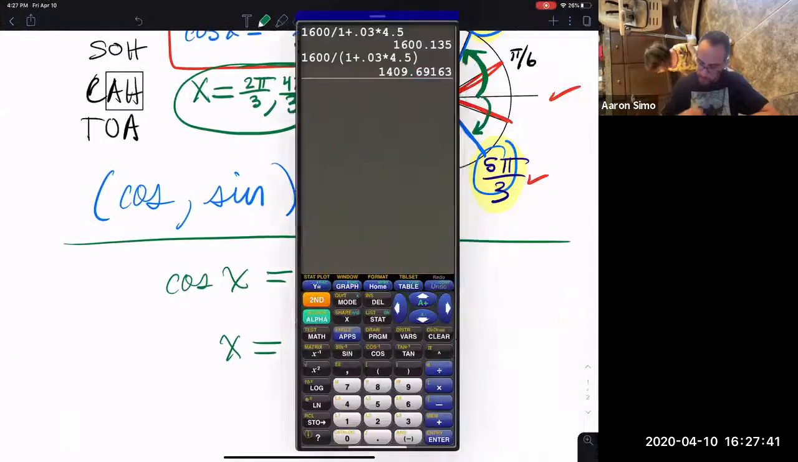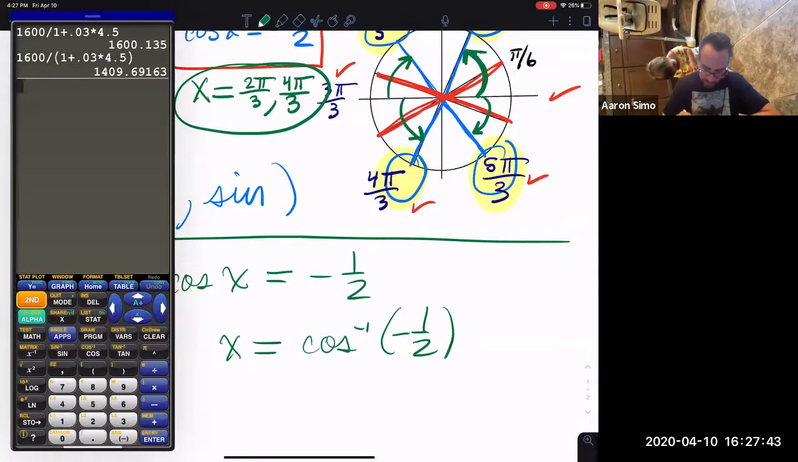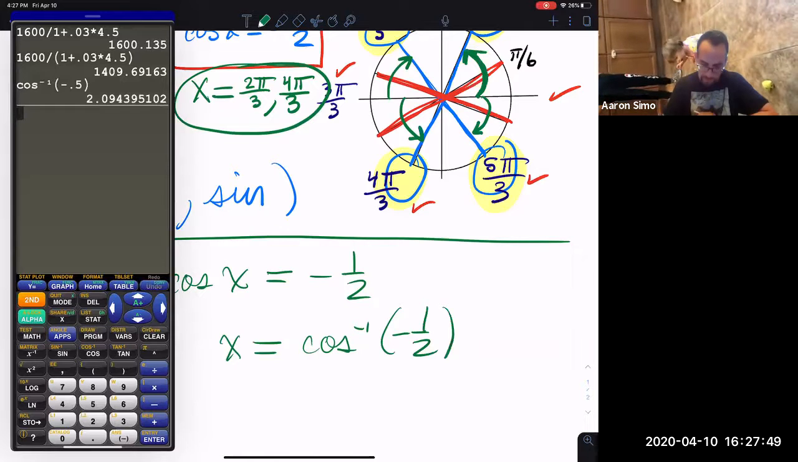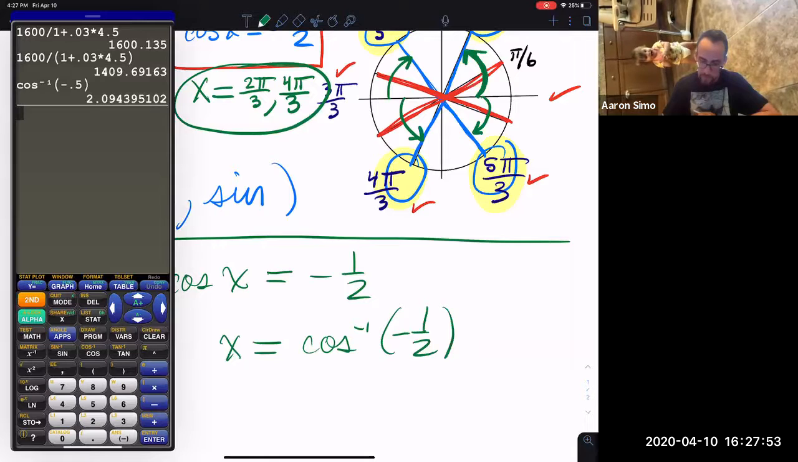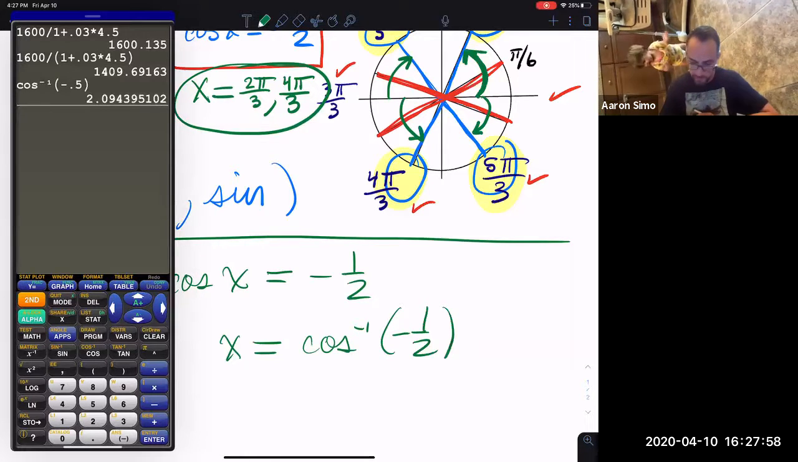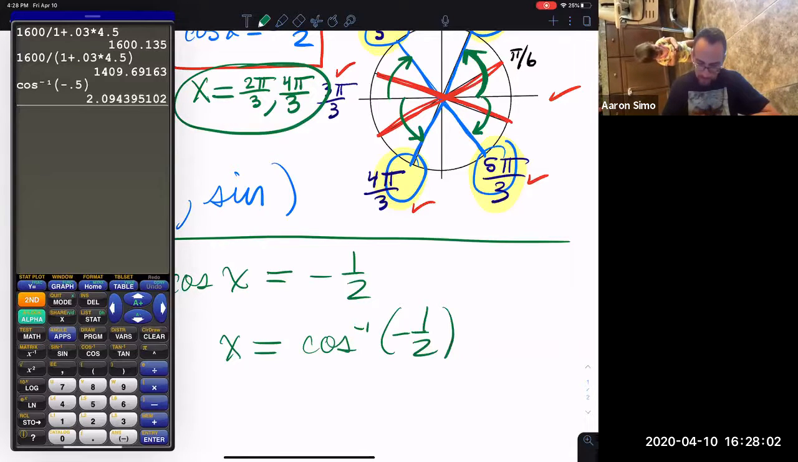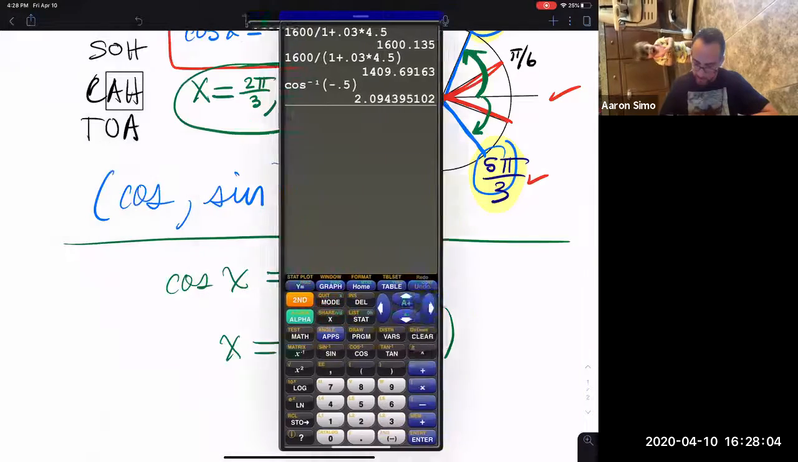It may not be a good idea because I don't know. Let's see, cosine inverse of negative 0.5. Because that's giving me, yeah, 2 pi over 3 is an irrational number, so it's not going to give me a nice value unless my calculator is giving me pi's. So yeah, that's not a good idea.